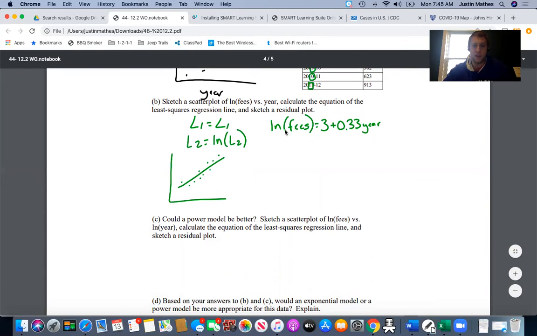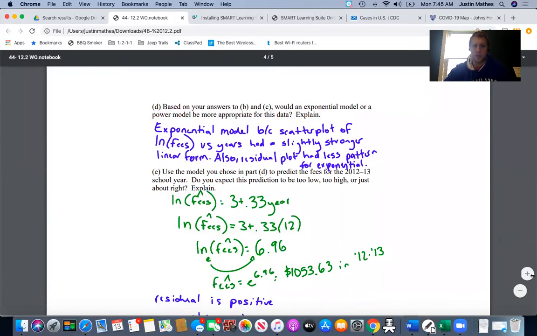So what we find here is an exponential model is better. So we didn't natural log the x values, that's just years. We log just the y values. So we end up this time with an equation of natural log of fees, and I got one log over here, but not over here.